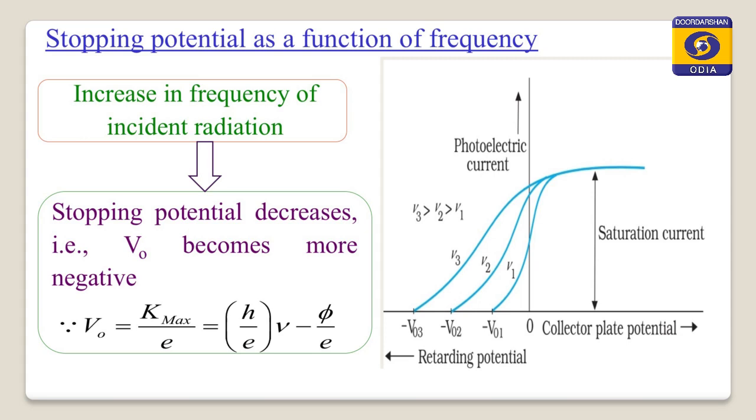Now, let us discuss the stopping potential as a function of frequency. As the frequency of incident radiation increases, the stopping potential decreases, that means V0 becomes more negative. Since the intensity of incident radiation is constant, with increase in frequency the stopping potential gradually becomes more and more negative, but the saturation current remains constant because the intensity of radiation remains constant.